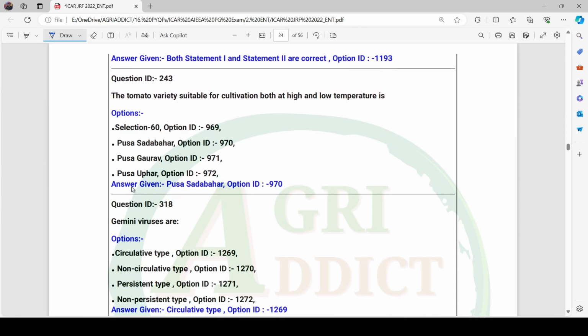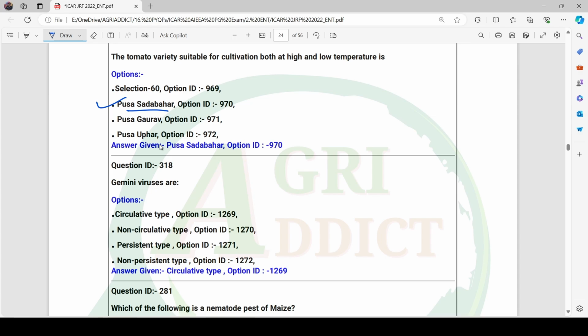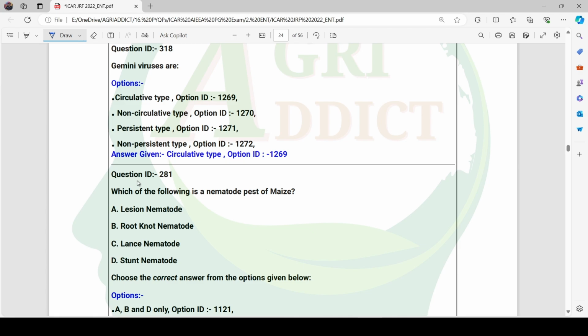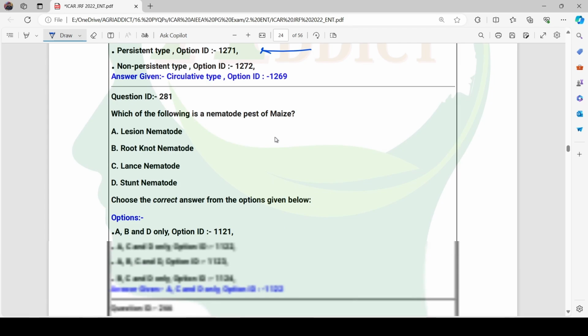Next question. The tomato variety suitable for cultivation both at high and low temperature is Pusa Sadabahar. So this Pusa Sadabahar is very suitable for both high and low temperature. Next, Gemini viruses. These are circulative type and mainly transmitted by the leafhoppers. Okay, in the entomology treatise book, these are given in the arthropod vector chapter.